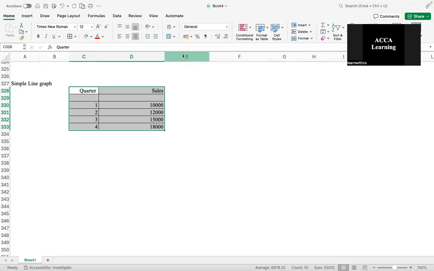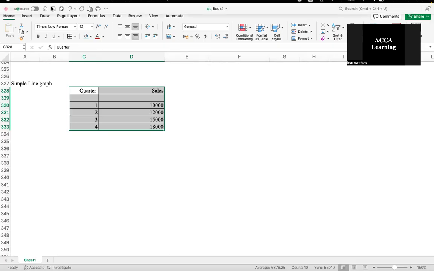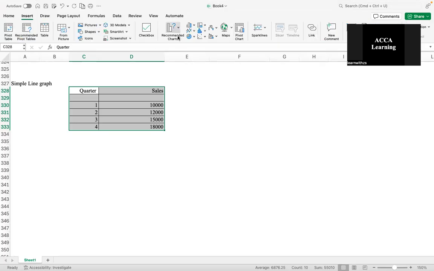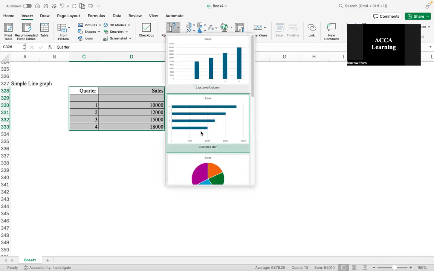So before you had your computer-based ACCA papers, it used to all be on a piece of paper. So this drawing was essential, but now it isn't. Lucky you, but you still need to know how to read a graph. And in order to know how to read a graph, you need to know how to make a graph.